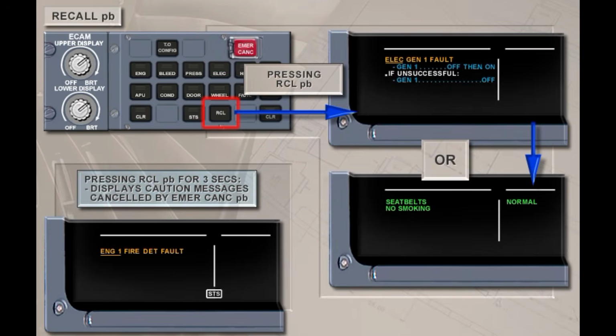Pressing the Recall Push button on the ECAM control panel recalls any warning or caution messages that have been cleared in the normal process of pushing the Clear Push button or that are presently suppressed due to flight phase inhibition. If there are no suppressed messages, the upper ECAM displays normal for 5 seconds. Pressing the Recall Push button for more than 3 seconds displays any caution messages that have been canceled by the Emergency Cancel Push button.